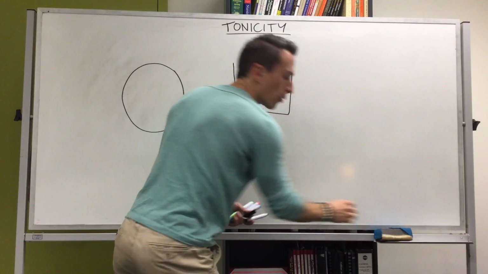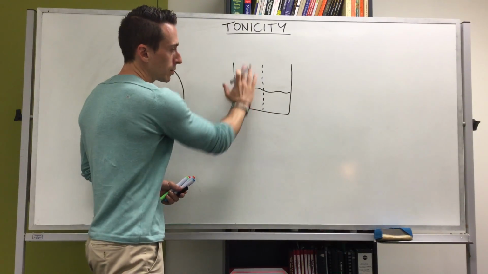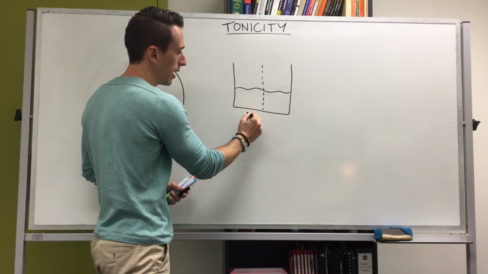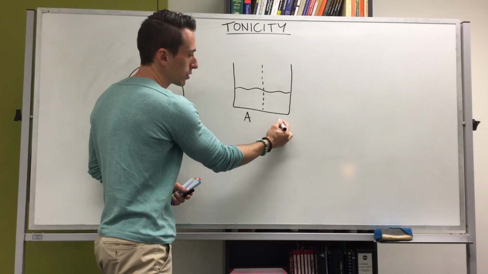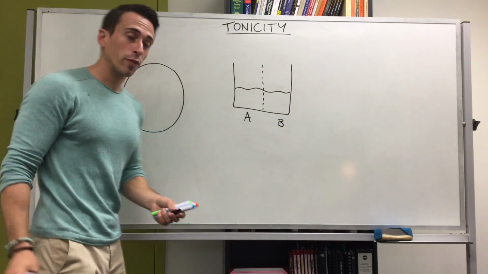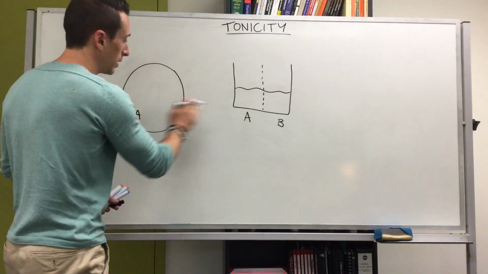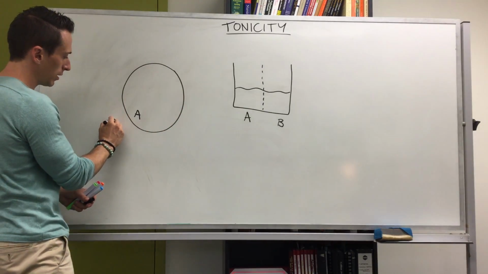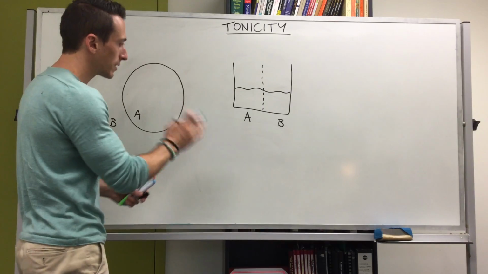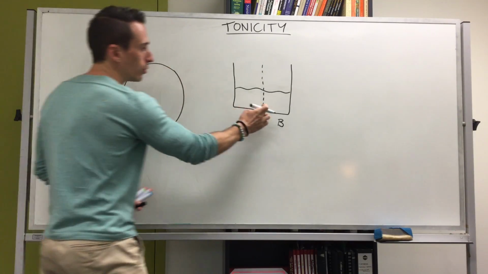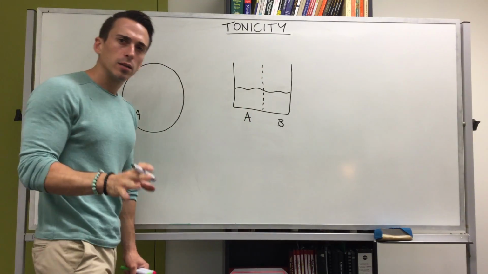If we were to separate out one side of this container and call it side A from the other side, and we could call it side B, again it's a reflection of saying that we have side A, which may be the inside of the cell, and side B, the outside of the cell, and it's separated again by this semi-permeable membrane. Okay, so what's tonicity?